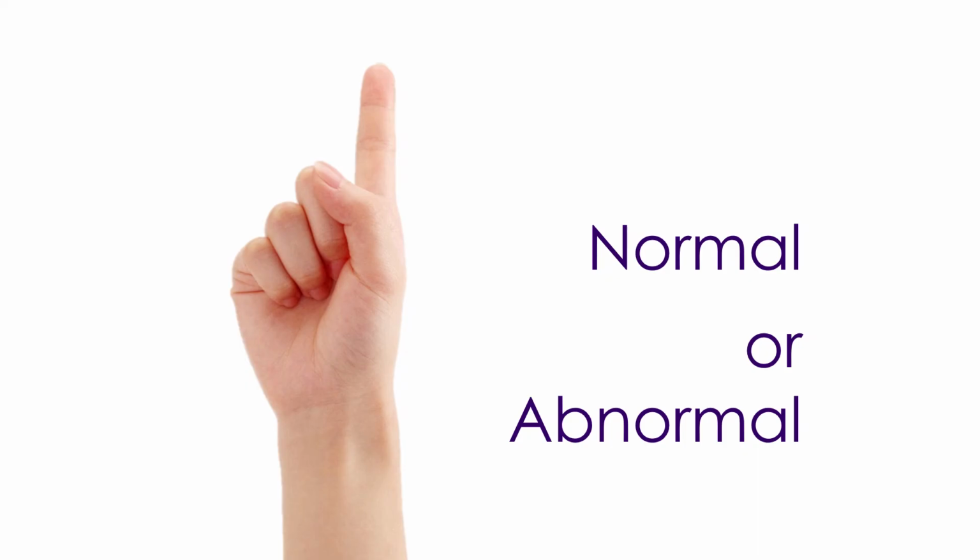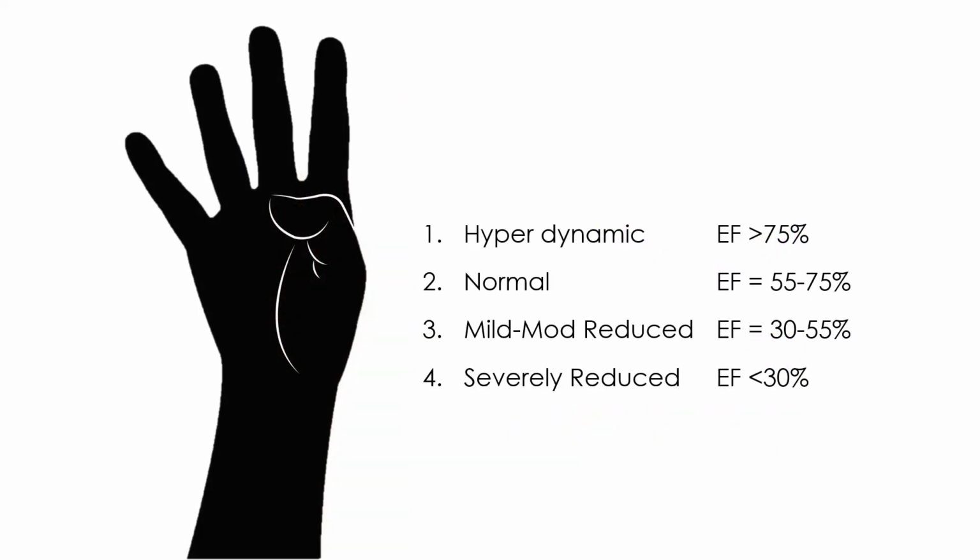Measuring ejection fraction at the bedside is not an exact science, and when we start out, we're just trying to determine is the ejection fraction normal or abnormal. And as you get more proficient with the skill, you'll be able to bin it into one of 4 categories, including hyperdynamic, normal, mild to moderately reduced, or severely reduced.